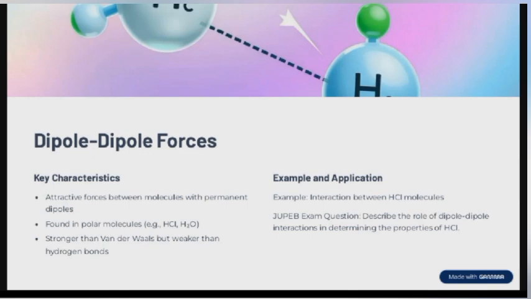Let me see whether I can use another example for dipole. Probably... okay, if I come up with something, I think I would use that.